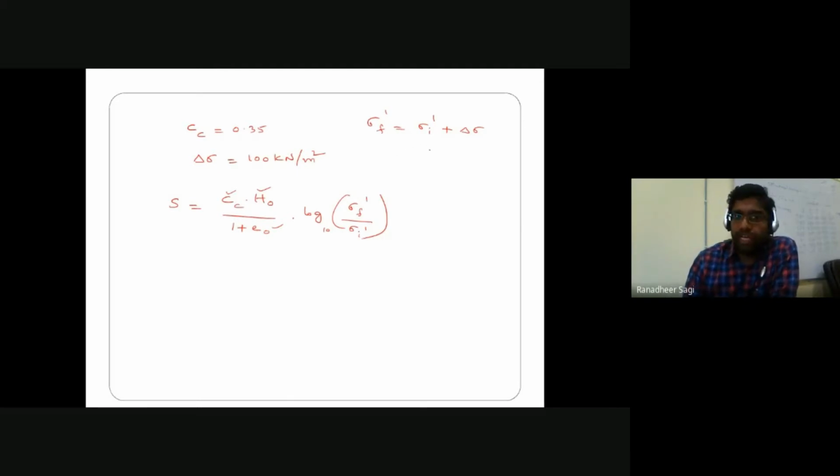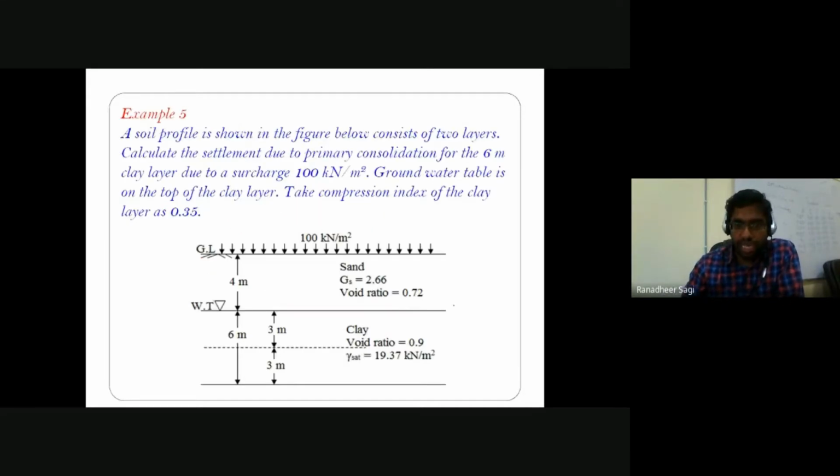So if I can calculate my initial effective stress, then the rest of the data is very much straightforward and available to me. Now, where do I need to calculate that initial effective stress, sigma i dash? Should I calculate it at the top of the clay layer, or at the bottom of the clay layer, or at which particular position of the clay layer? Because we said increment, we want to calculate how much is the initial effective stress in the clay layer.